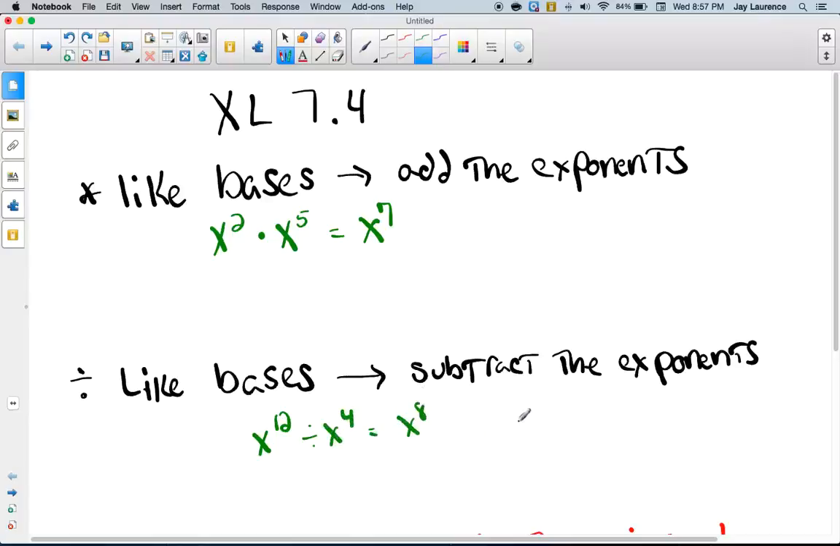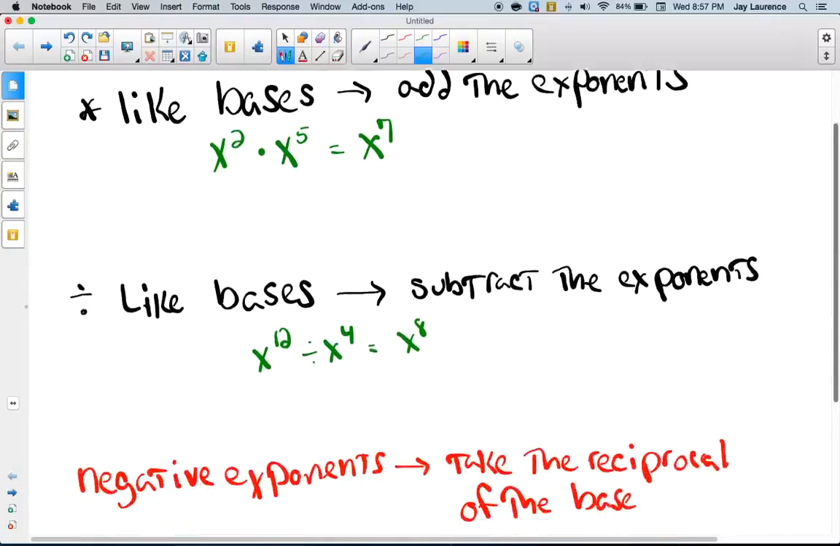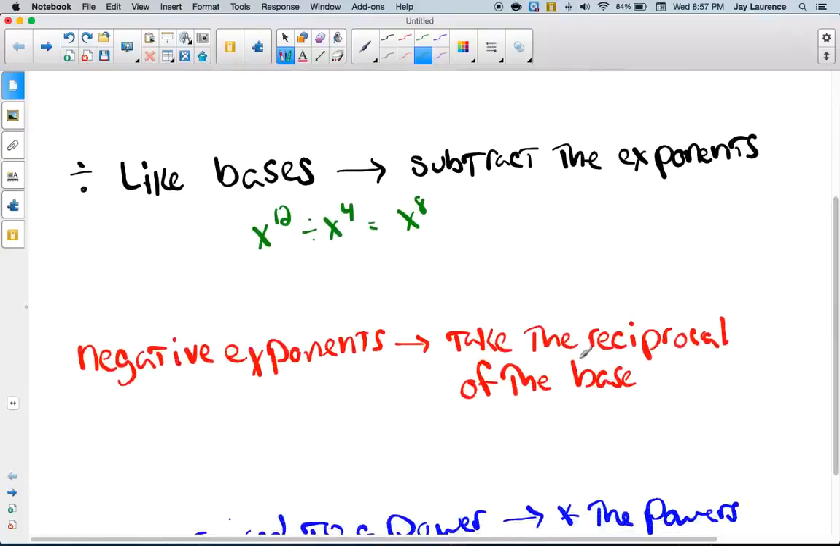And if we get a negative number, well, negative exponents means we have to take the reciprocal of the base. So if I have x to the negative third, that would be 1 over x cubed, right? Or if I had 2 over x to the negative fifth, I would take the reciprocal of the base, and that would move that x to the negative fifth to the numerator, and it would become 2x to the fifth.